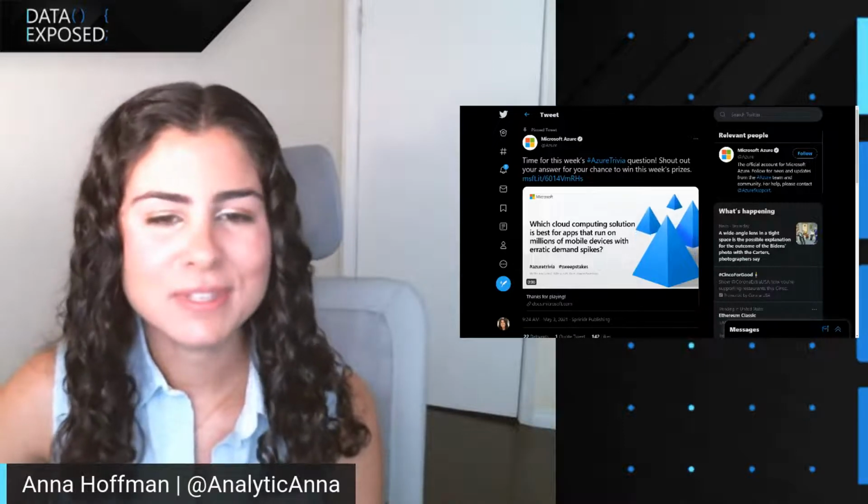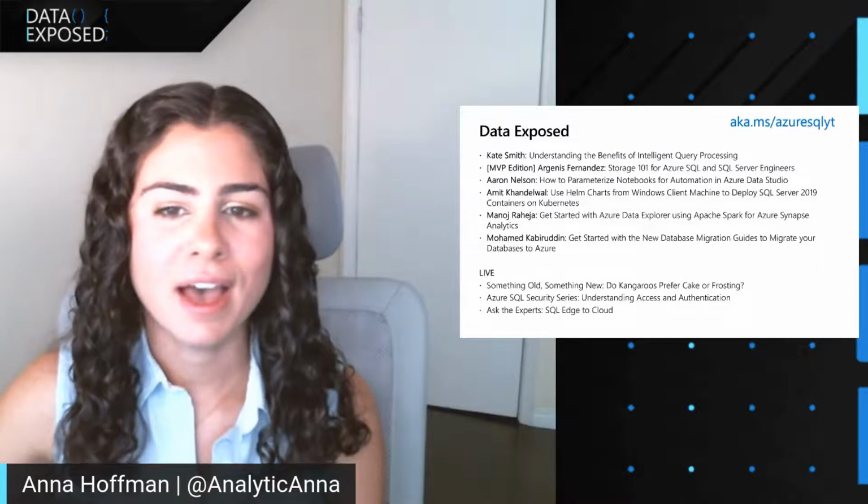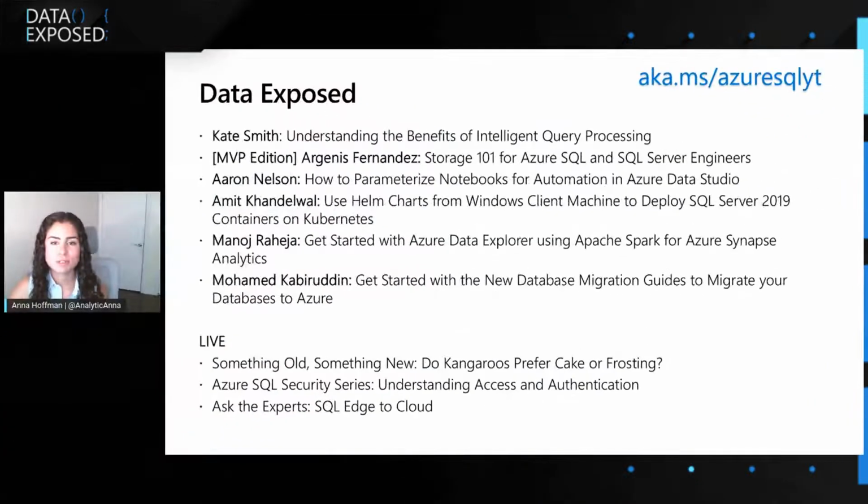Speaking of Data Exposed, I want to talk about all the great episodes we've released this month. You know us here at Data Exposed, we're trying to stay up to date, trying to release everything we can. And we released a bunch of episodes in the past month. You can see Kate Smith came on most recently to talk about intelligent query processing. This was just a chat. So we just sat down, we chatted about IQP, what it means, how it's useful, and how it relates to Azure SQL. It was really an interesting conversation. I learned a lot, and so you might consider checking it out.